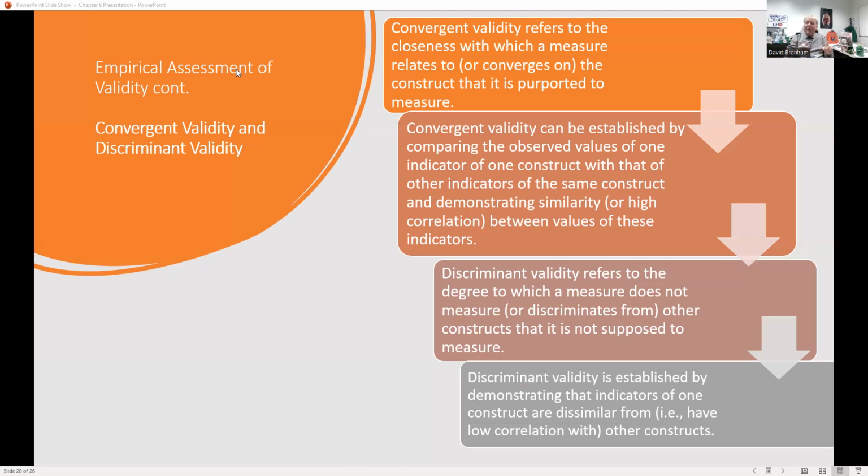Discriminant validity refers to the degree to which a measure does not measure, or discriminates from, other constructs that it's not supposed to measure. So discriminant validity is established by demonstrating that indicators of one construct are dissimilar, have a low correlation with indicators of other constructs. So they're actually kind of one and the same, in that they're polar opposites. Convergent validity says these measures of the same construct will have correlational success. Discriminant validity says if these aren't the same construct, they won't have correlational success.